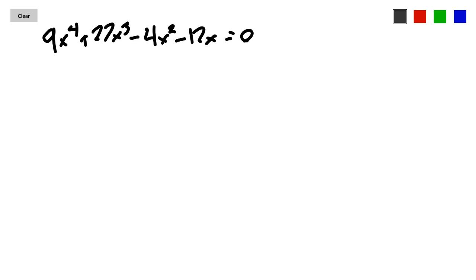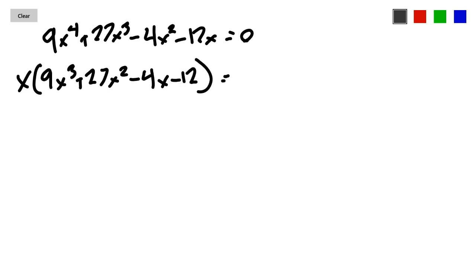So what I'm going to do is I have x times 9x cubed plus 27x squared minus 4x minus 12 is equal to 0. And so for the term inside the parentheses, I'm going to be using factoring by grouping. So basically, you take the first two terms and find common factors within that group and factor it out. And then you do the same thing for the second two terms. So when I execute that, it's going to look like this.